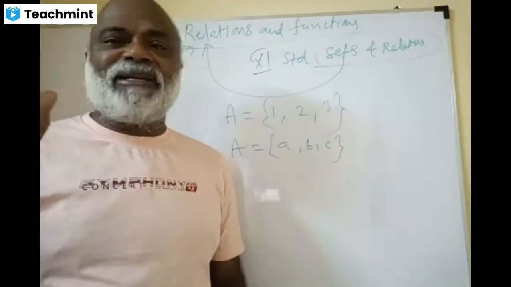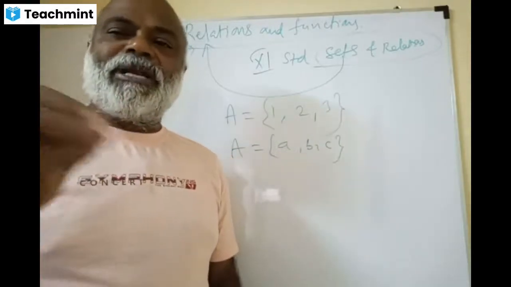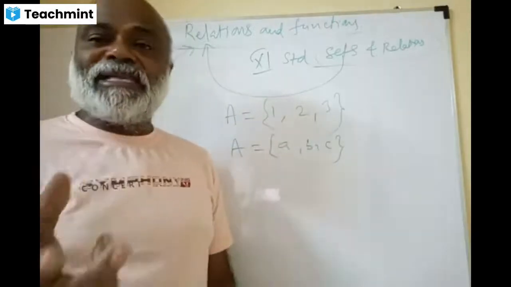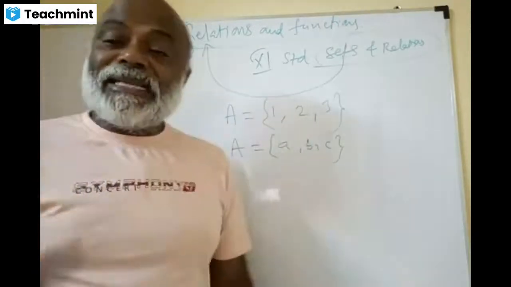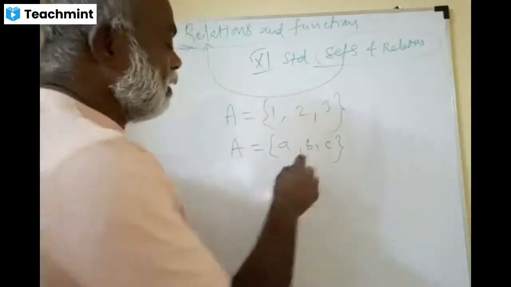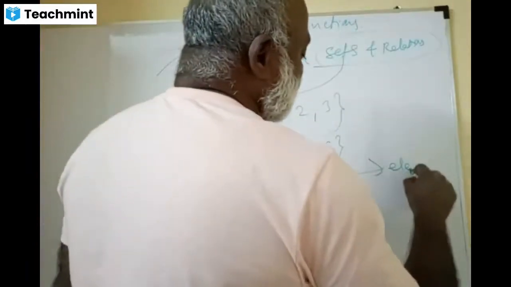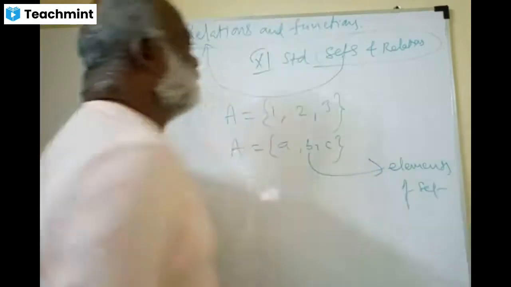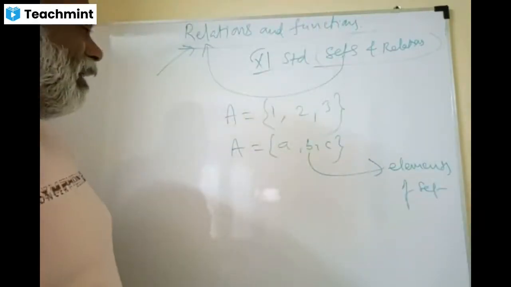It's only a convention, because you need to differentiate between the two. The set's name is denoted with a capital letter, and the elements of the set are denoted with small letters. These are elements of the set. You studied this very much in the 11th standard, right?